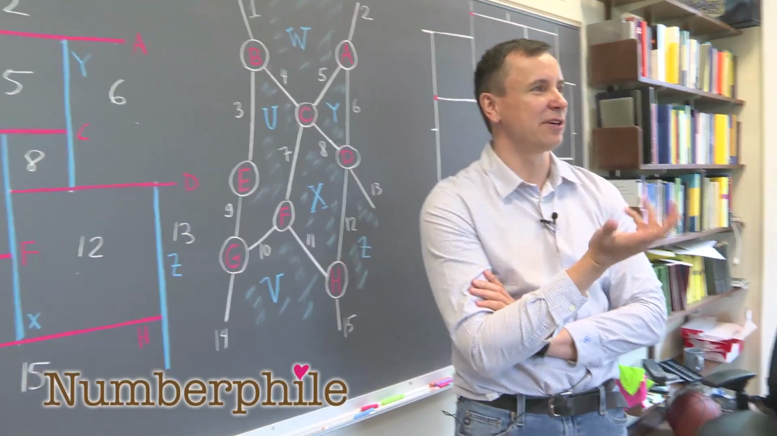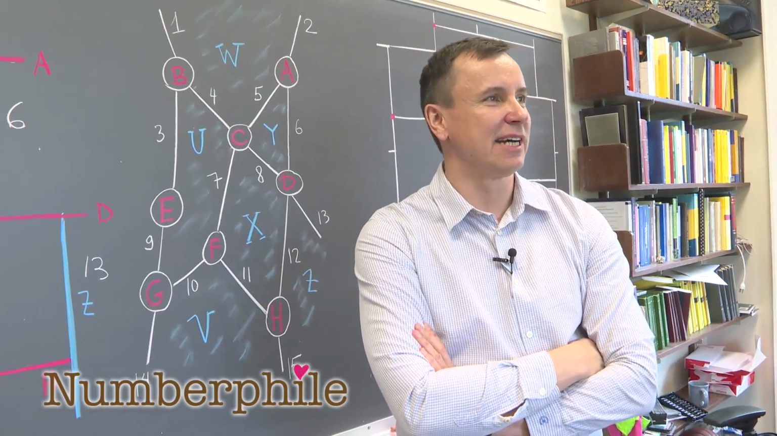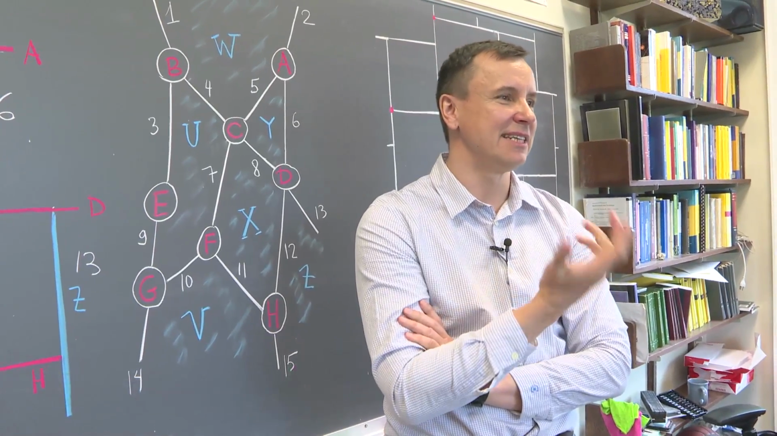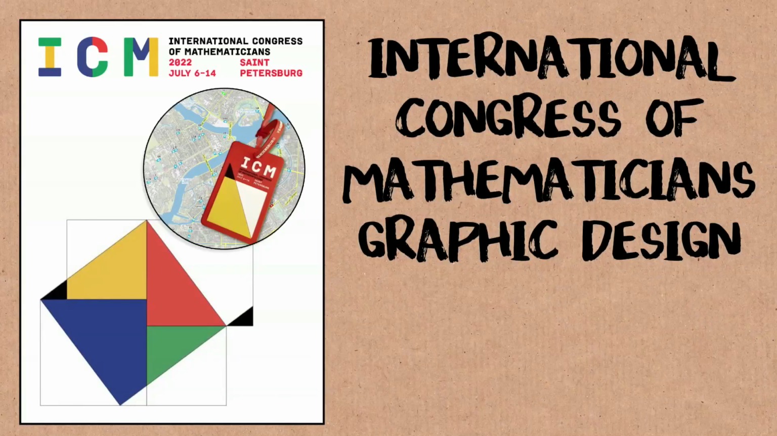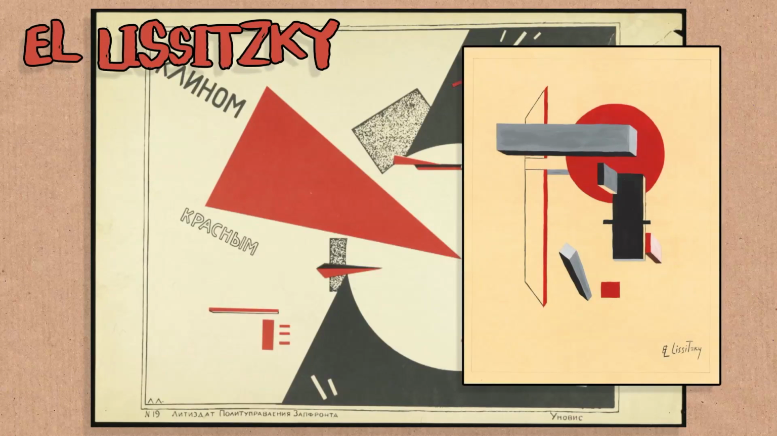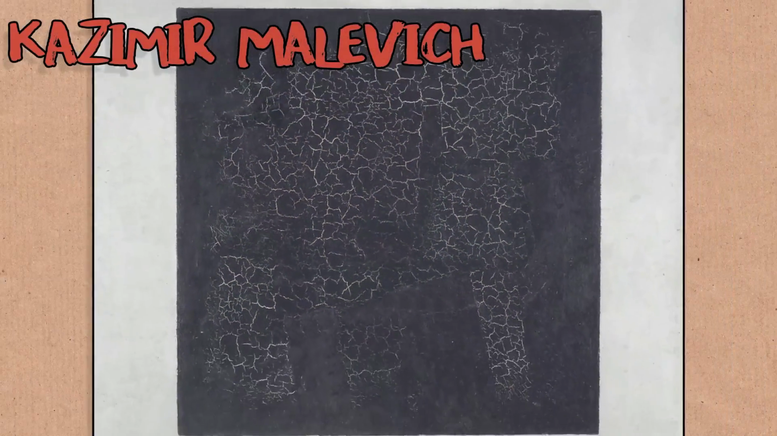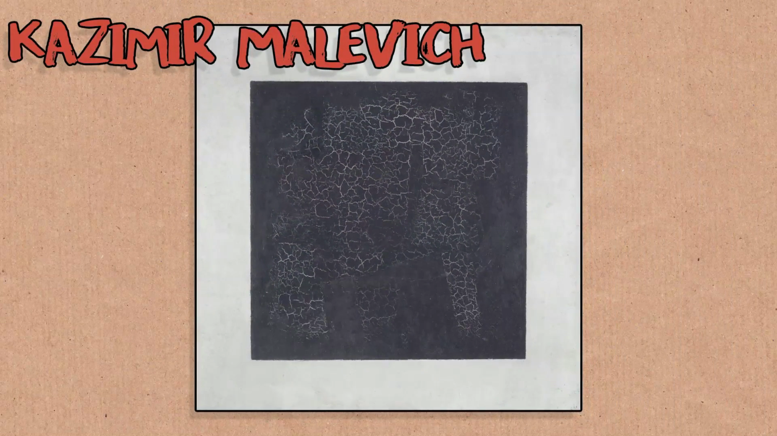We're looking for the math for the graphic design for the next ICM. Many ideas were tried, and I was personally very inspired by the work of Lissitzky with his three-dimensional, curved objects, a lot of interesting geometry. But what eventually was selected is more inspired by Kazimir Malevich and his very simple shapes, namely squares, solid colors.